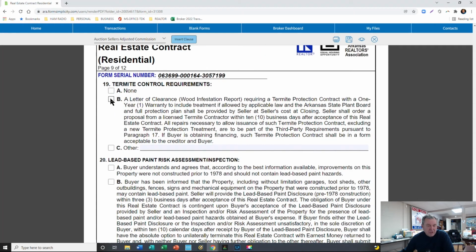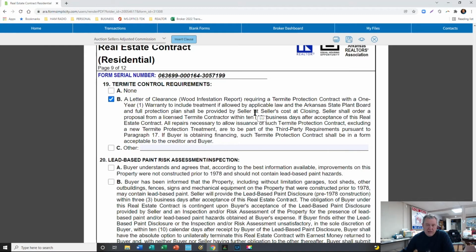Termite, if there is a mortgage or a loan or a lender involved, 99% of the time there's going to be a letter of clearance requiring a termite protection contract with a 1-year warranty to include treatment if allowed by applicable law.